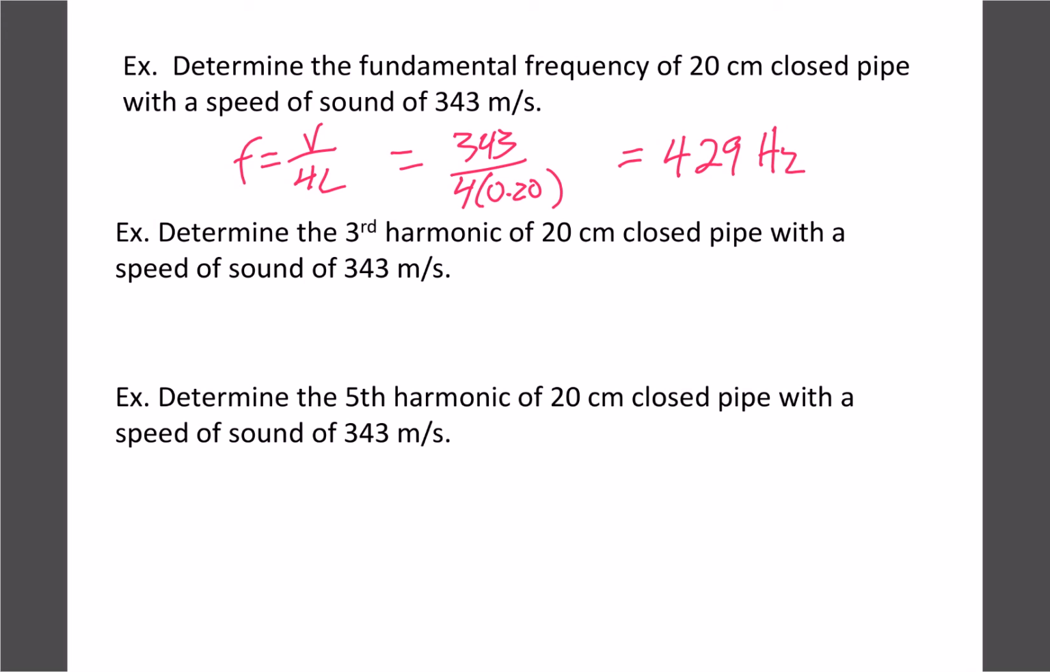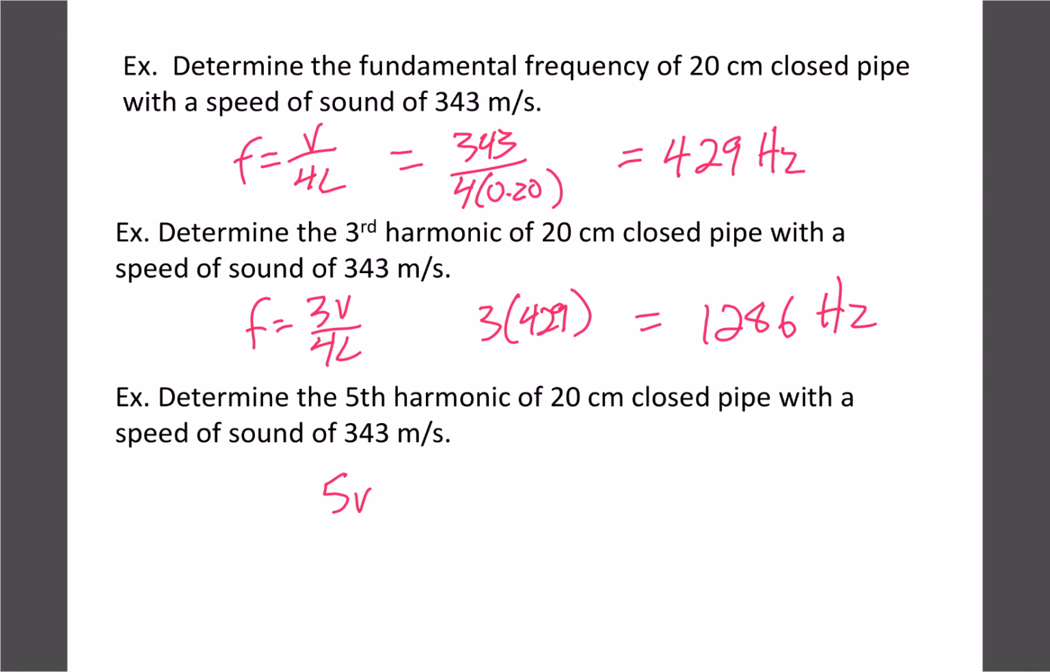So now if we do the same thing, but we want the third harmonic, it'd be just 3V over 4L. Or we can just go 3 times our answer, because that's all that we're really changing. And that gives us 1286 hertz. And the last one, the fifth harmonic, basically the same thing again. We can just put it into our formula, 5V over 4L. Or we could take our original and times it by 5. So 429 times 5 would be the same thing. And we get 2145. So that means for a 20 centimeter pipe, those are our 3 harmonics.